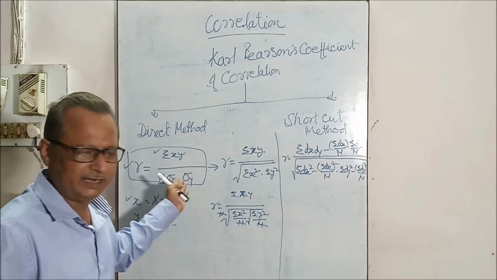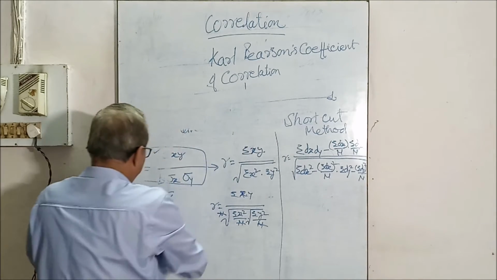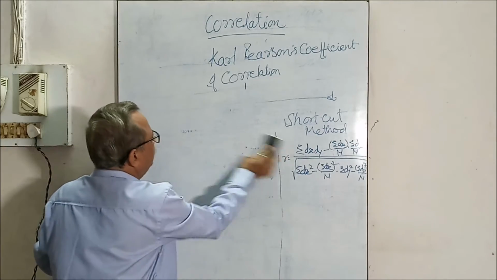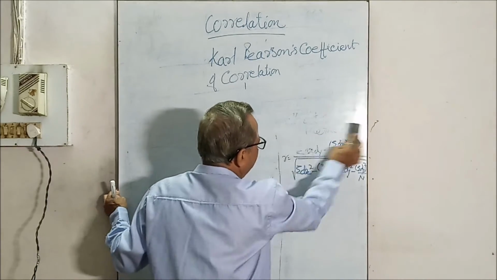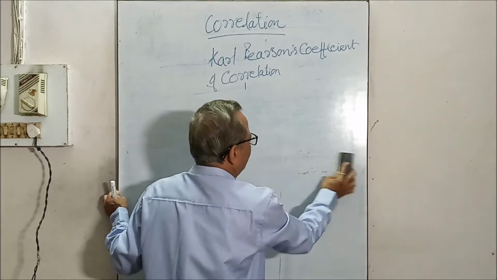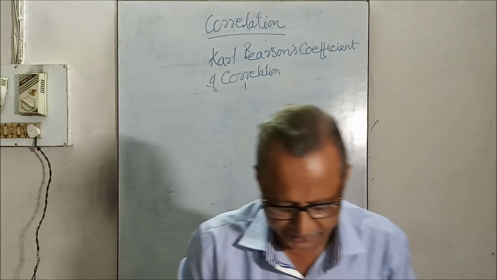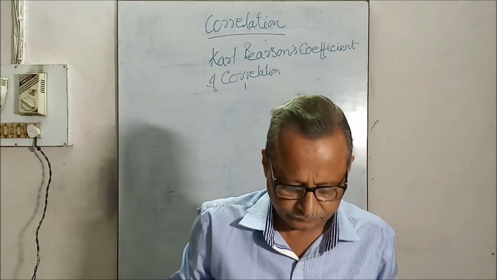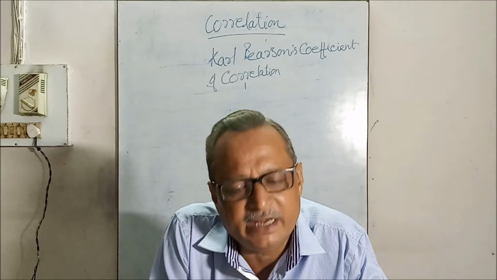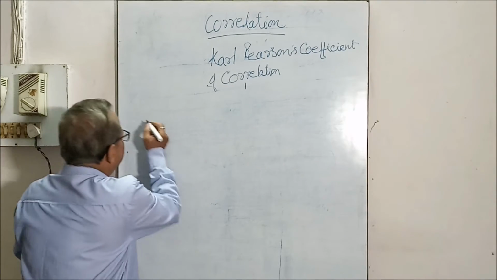Now see how to calculate by taking an example. First we will take the direct method, thereafter the shortcut method. I am taking the example from your book. The two variables have been given, and we see how to use that formula to ascertain the correlation. Example number 4: Calculate the coefficient of correlation between price and quantity demanded from the following data. Data is given.